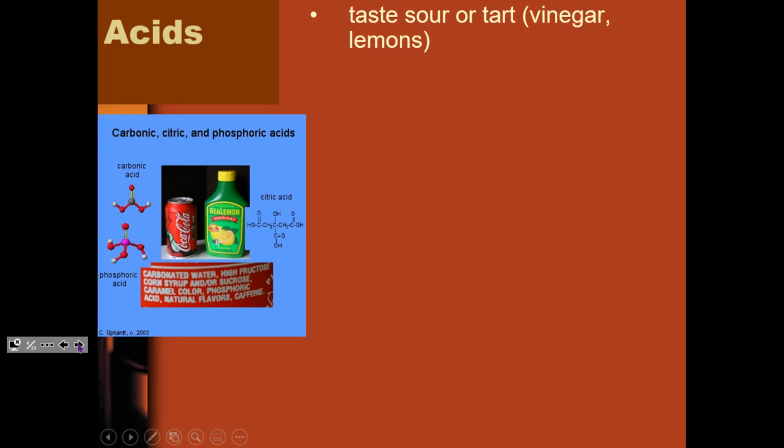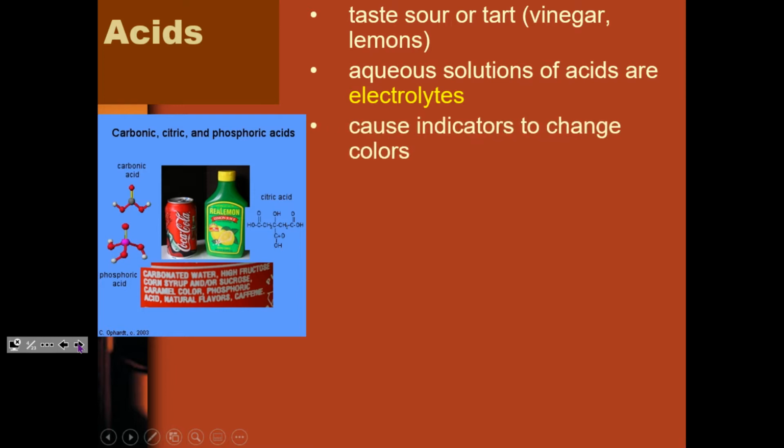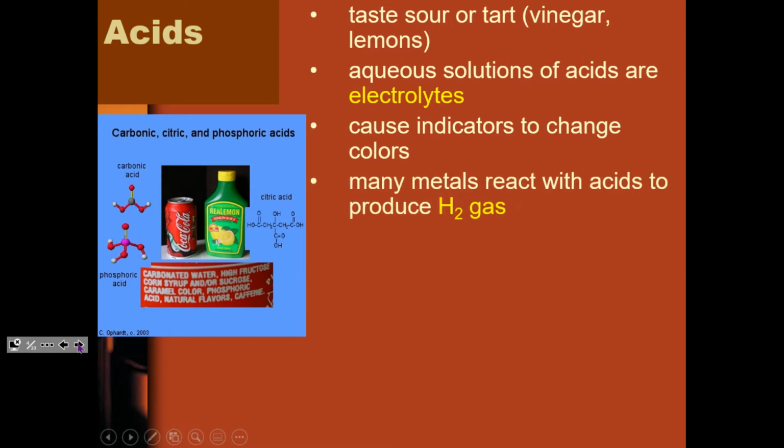Acids tend to taste sour or tart, like vinegar and lemons. They are aqueous solutions. When they're in aqueous solutions, they form electrolytes. So in the electrolyte demo, it would light up the light bulb because ions are formed when the compounds are dissolved in water. They cause these indicators, which we'll learn about in our next video, to change colors. And specifically, a lot of times we see red and orange and yellow associated with acids.